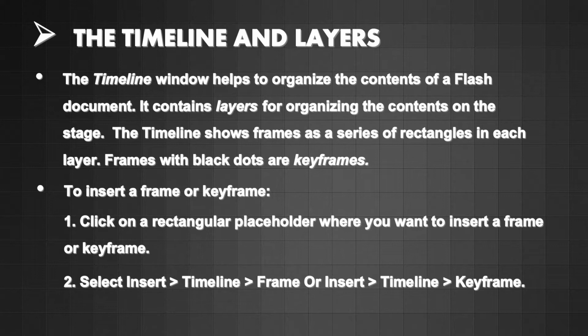The light red rectangle in the header with the red frame and vertical red line below it indicates the playhead. This is the frame currently on the stage. The frame rate shows the number of frames per second the animation will play. To insert a frame or a keyframe, click on the rectangular placeholder where you want to insert it. Select Insert, Timeline, and then select Frame.